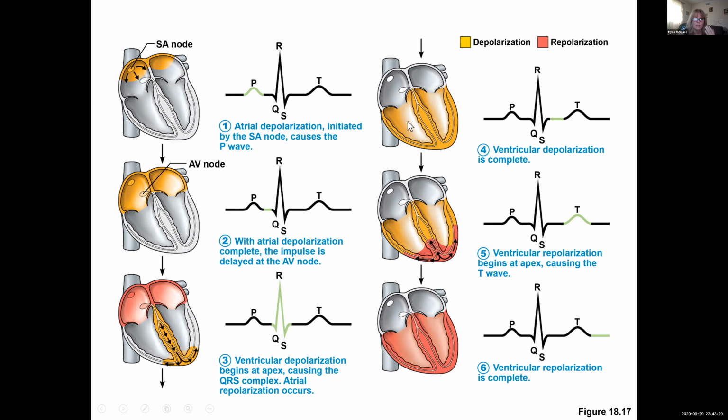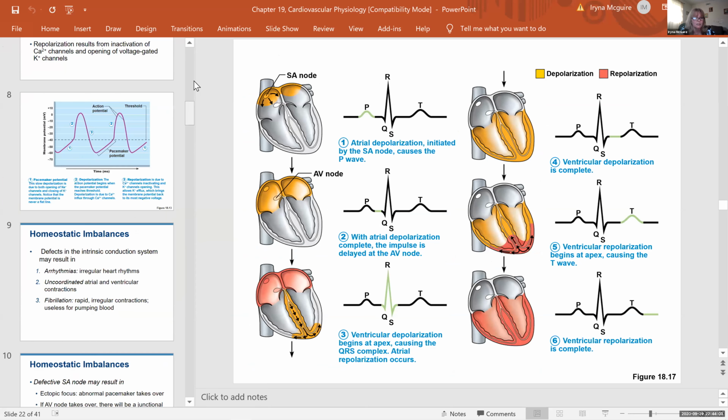Now, ventricular depolarization is complete, right? So we have this flat part of the diagram. And now we start seeing ventricular repolarization. It begins at the apex, and it causes this T wave. And then ventricular repolarization is complete, a flat part of the graph again. So this is actually one cardiac cycle, and those are the electrical events of one cardiac cycle.